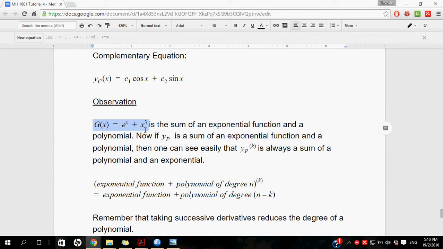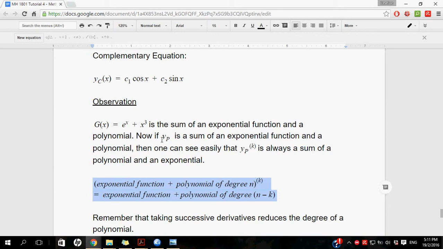How can we construct yp? We observe a fundamental property of derivatives. When we have an exponential function and we differentiate it k times, we always obtain an exponential function. If we have a polynomial of degree n, then differentiating k times will give us a polynomial of degree n minus k. In this setup, we are using the addition rule for derivatives.